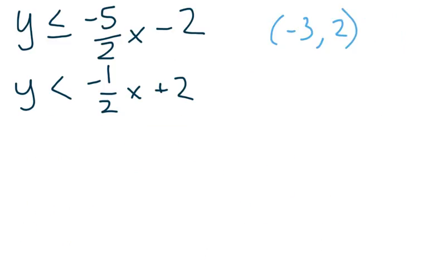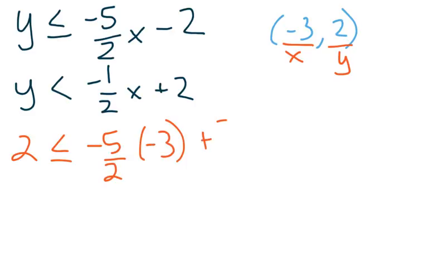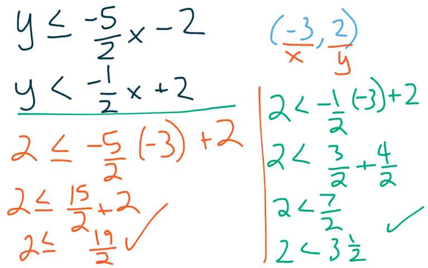Let's test the next one. Negative 3 and 2. We've got our x value is negative 3, our y value is 2. Let's start with the first one. 2 is less than or equal to negative 5 over 2 times negative 3 plus 2. If we simplify that out, we get is 2 less than or equal to 15 over 2 plus 2. And if we continue on to do our calculations, we find, yes, 2 is indeed less than or equal to 19 over 2. So this point satisfies the first inequality.